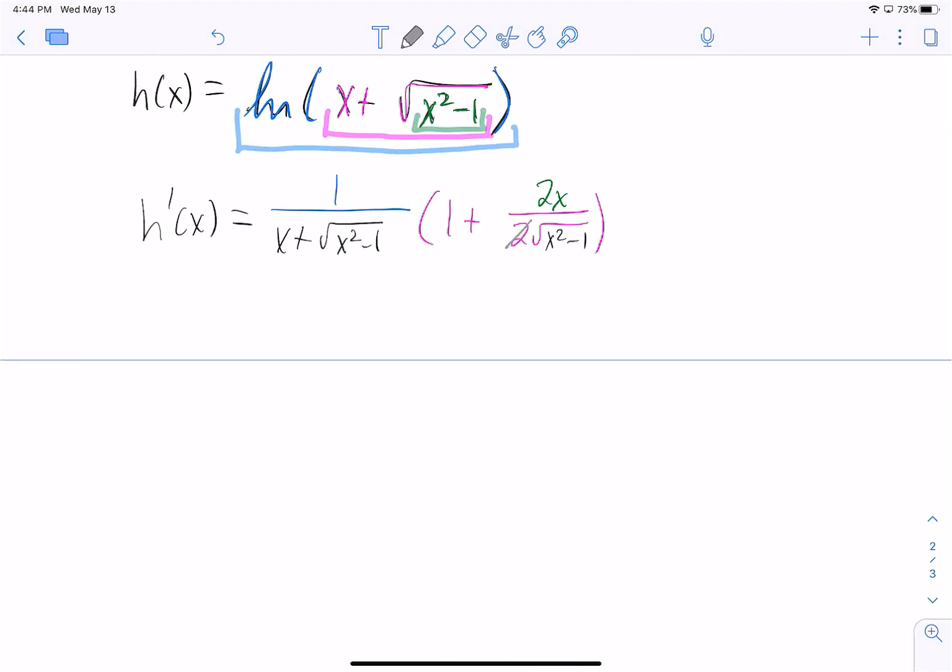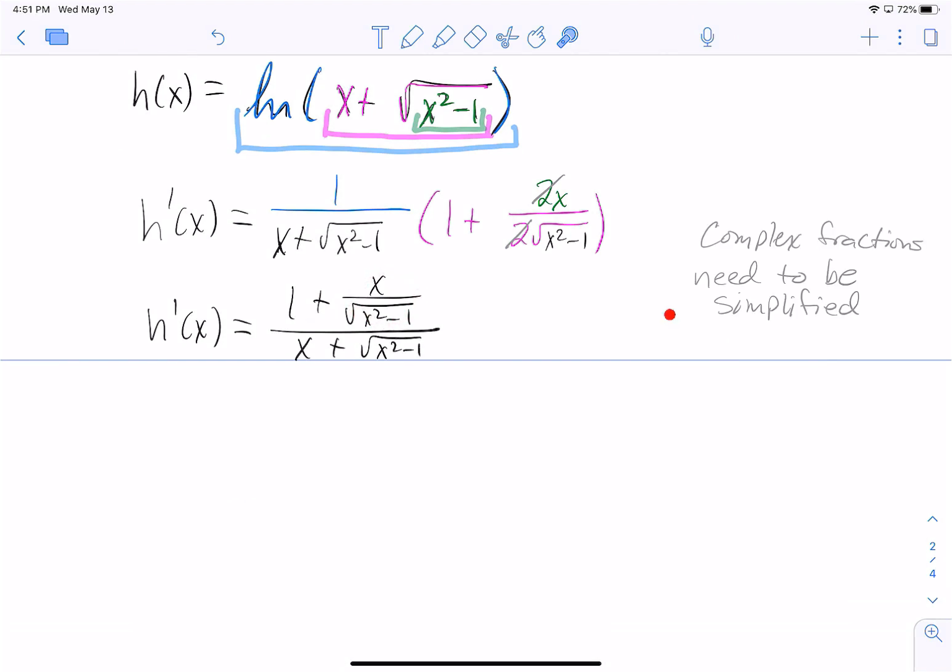And of course, we can divide out the 2's here. Rewriting gives us h prime of x is equal to 1 plus x over the square root of x squared minus 1, divided by x plus the square root of x squared minus 1. Now what we have in the numerator is a complex fraction. Complex fractions need to be simplified.